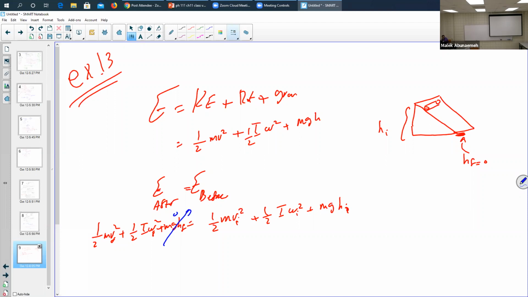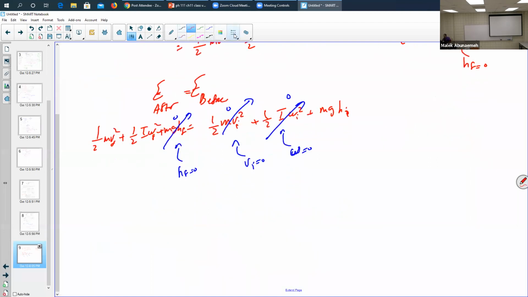And what else? When it goes down, when you start, your initial velocity is going to be 0. So let me just write this down. Vi is going to equal 0. This is going to be hf is going to equal 0, which means your rotational is going to equal 0. Your angular speed is going to equal 0, so it's going to go to 0. So what do you have left? You get 1/2, let me just get back to red.